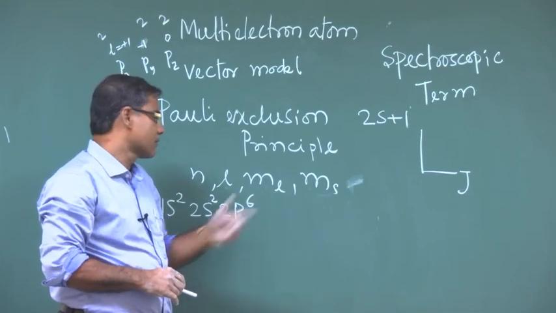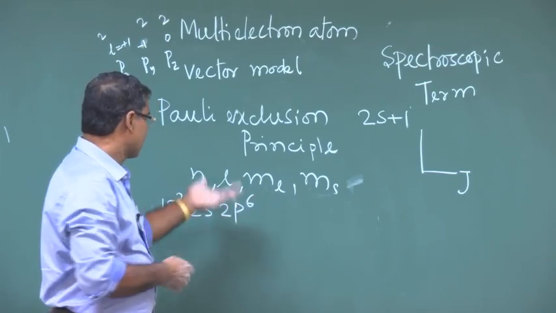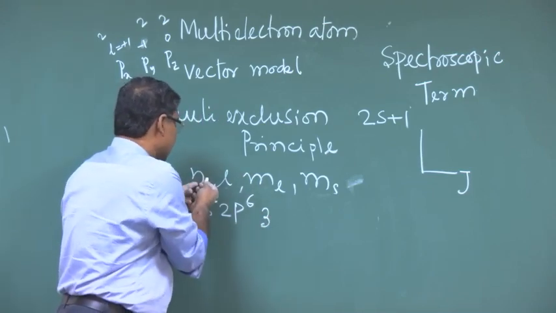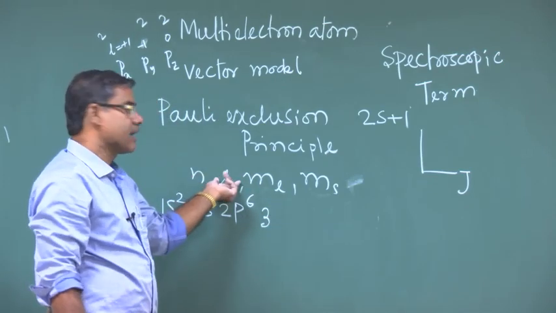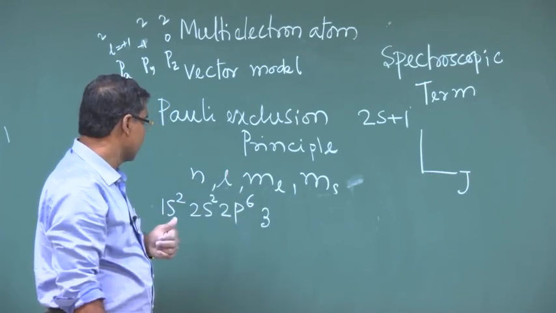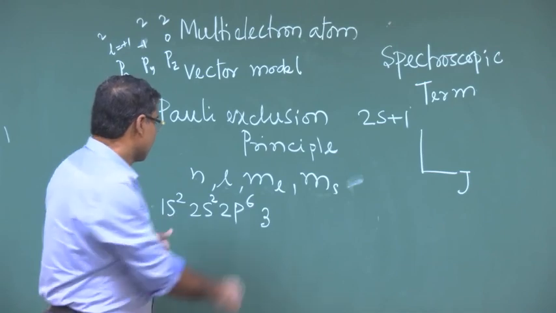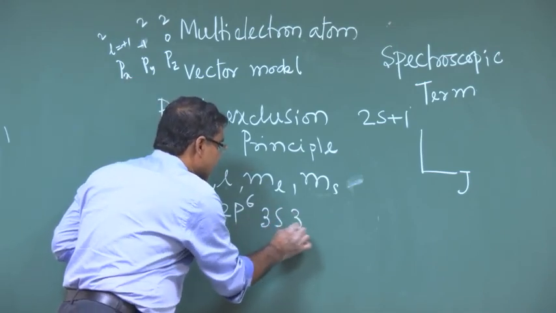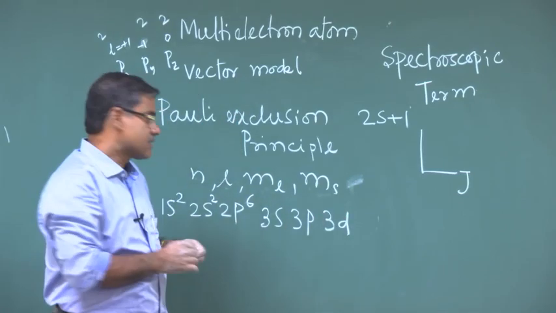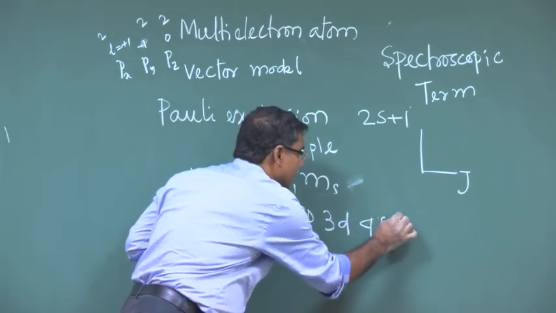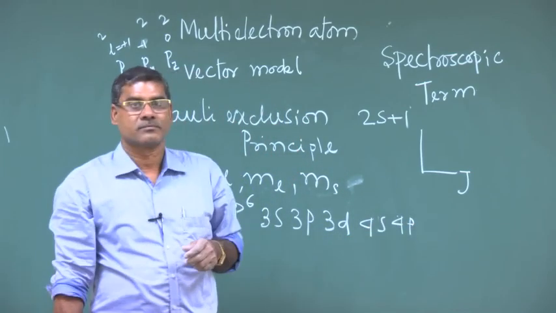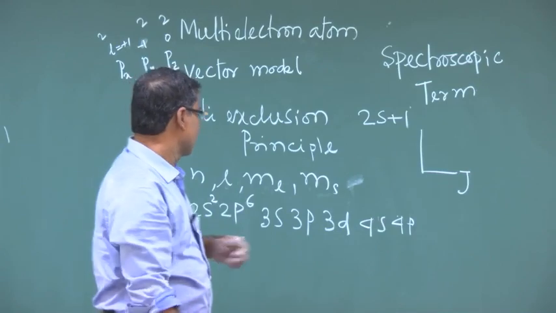Now, for the 11th electron, I have to go to the next higher energy level, n equal to 3. For n equal to 3, L equals 0, 1, 2, so that means 3s, 3p, 3d. Similarly, 4s, 4p, 4d, 4f.